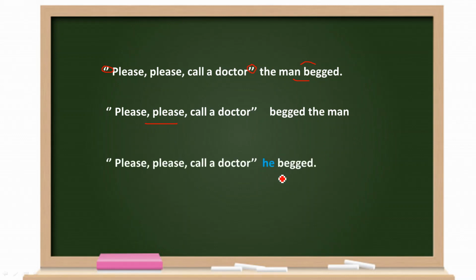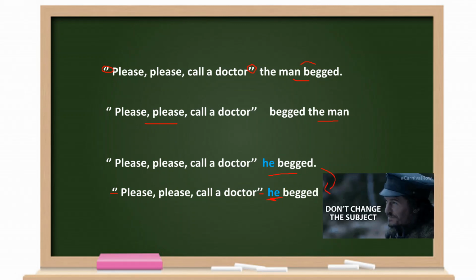What if the subject in the reporting phrase was a pronoun, and not a normal noun? What can we do in this case? Again, please call a doctor is never affected. The only change we do is on the reporting phrase. Can we say begged he, or should it stay the same? Well, he begged. Obviously, it's not affected by the inversion because this is a pronoun, not a normal noun, so there is no switching places between the verb and the subject. Don't change the subject.